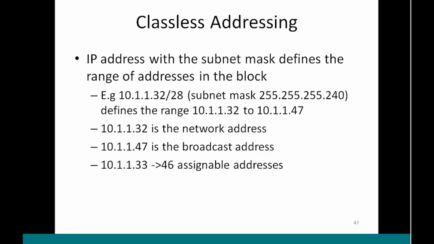So here 10.1.1.32 is the network address, and then 47 becomes the broadcast address, and then the range in between, 33 to 46, can be assigned to other hosts. Actually they can be assigned as network addresses that you can assign to.